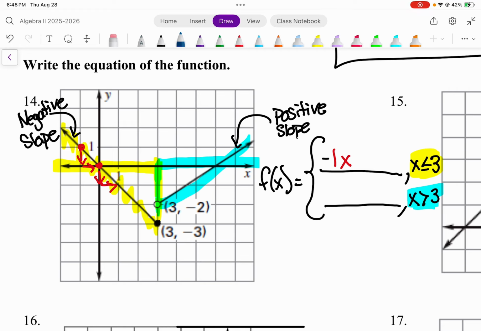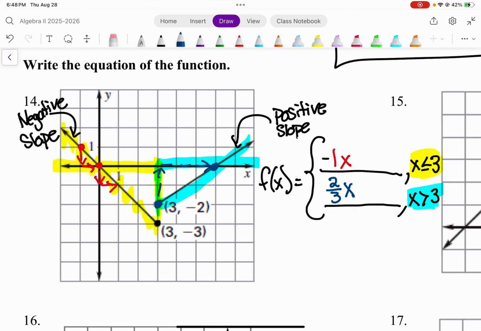Now looking at our other graph on the right side, we need to calculate the slope. We already know it's positive. We have our starting point at 3, -2, and then it goes through a point over on the right side. To get there, it goes up 2 and right 3. Rise over run, 2 over 3, include the x.